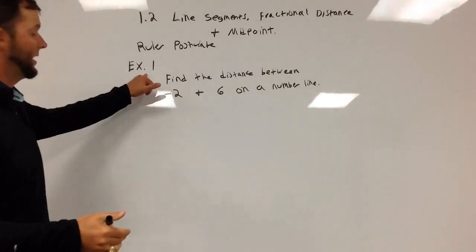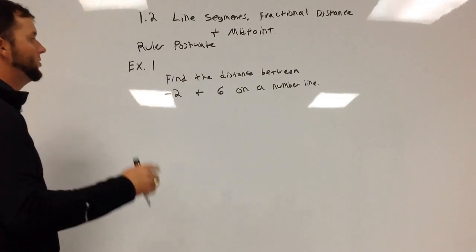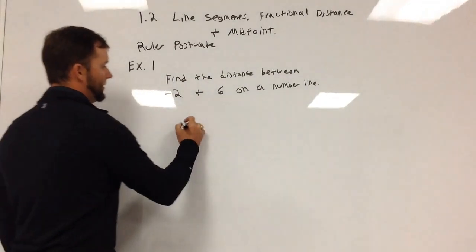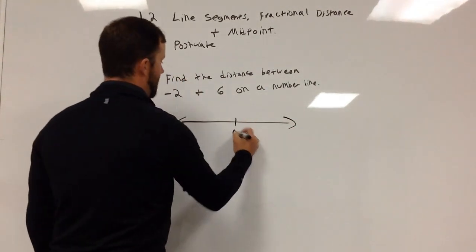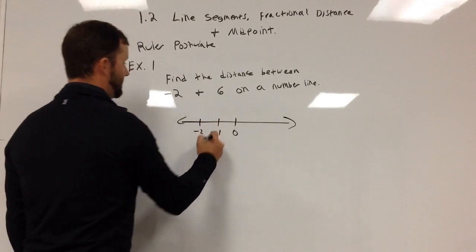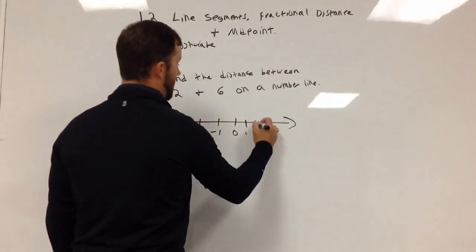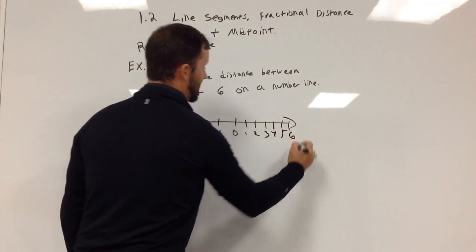So right here, on example number 1, down the bottom here, it says find the distance between -2 and 6 on a number line. So I'm physically going to draw a number line here. Okay? I'm going to go ahead and put 0 right in the middle. So obviously, -1 goes before 0, then -2, then 0, you got 1, you got 2, you got 3, you got 4, you got 5, and you got 6.